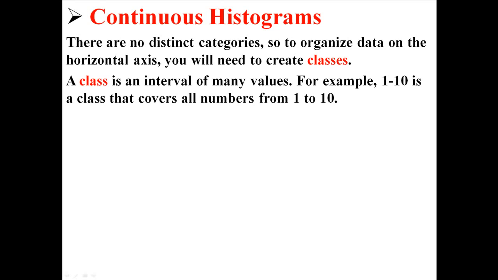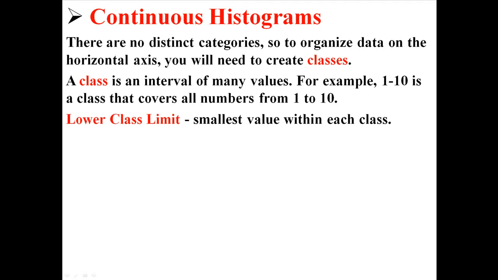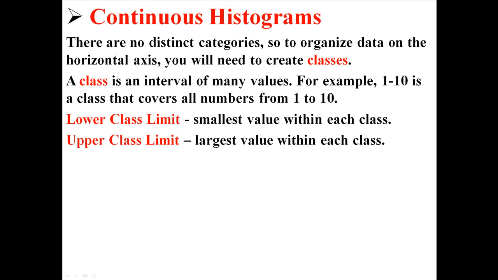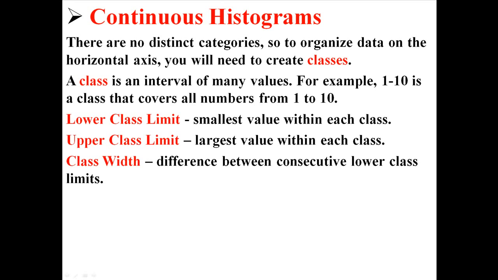So what we're going to need to do is organize the data on the horizontal axis and create something called classes. Now a class is an interval of many values. For example, if you have a class from 1 to 10, it means this class covers all numbers ranging from 1 to 10. So a few definitions. The lower class limit is the smallest value within each class. The upper class limit is the largest value within each class. And the class width is the difference between consecutive lower class limits.